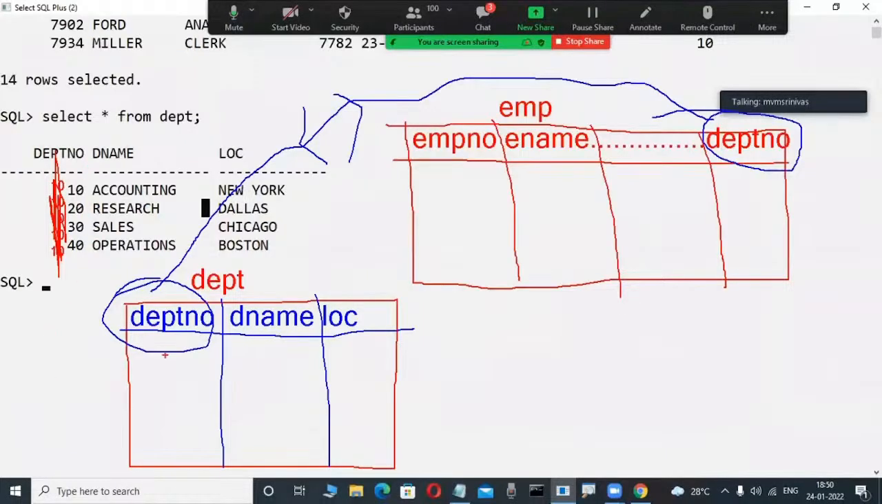So in the DEPT table department number, 10, 20, 30 and 40 each appear only 1 time. 10, 10, 10 is not there, and 20, 20, 20 is not there; that would be duplicate data. Duplicate data is not available in this column. Yes, that column is a primary key in a relational data model.